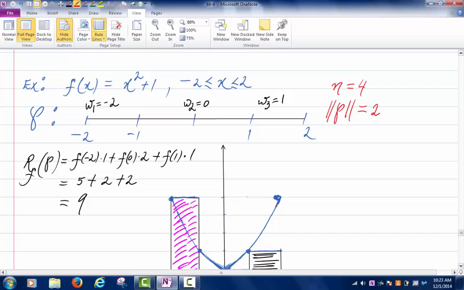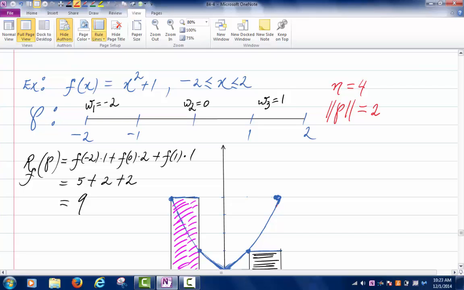The Riemann sum in this case would be: I evaluate the function f at the sample point -2 multiplied by the length of the corresponding subinterval, which is 1, plus I evaluate the function at the second sample point 0 multiplied by the length, which is what? 2, plus f of W3, which is f of 1, multiplied by the length of the third subinterval, which is 1, right? And if I multiply them out, remember the function f is x squared plus 1, right?